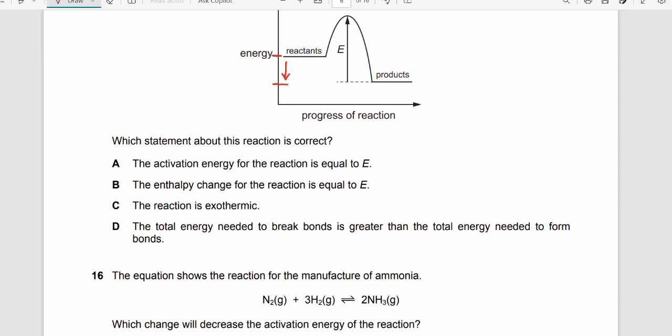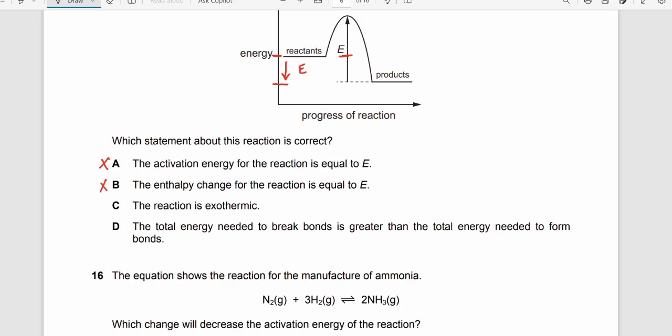The activation energy for the reaction is equal to E. Activation energy is not E. Activation energy actually starts from here till here. The barrier to the reactants is this one, not from here. The enthalpy change for the reaction is equal to E. This is not the enthalpy change. Enthalpy change is the difference between reactants and products.